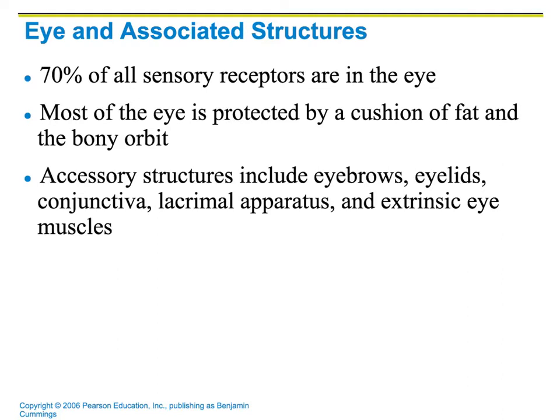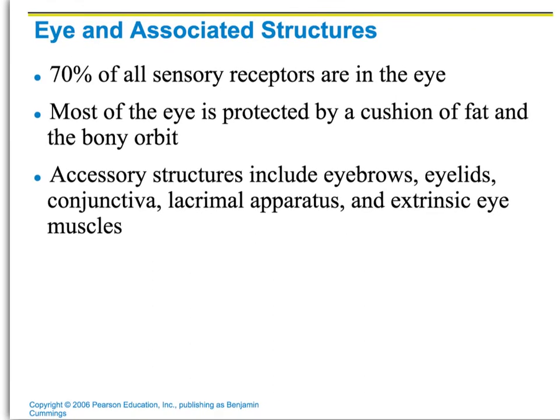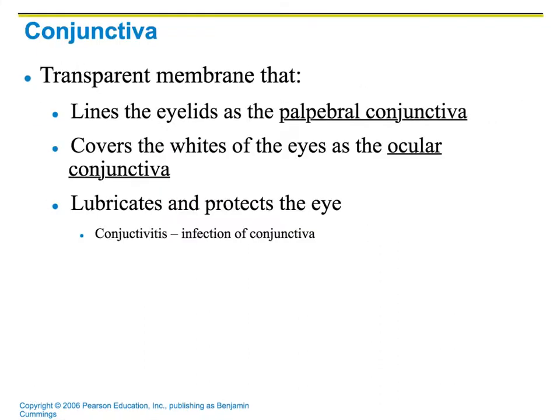Here is your YouTube review for the first PowerPoint on the eye, focusing on the anatomy of the eye. This anatomy includes accessory structures, such as eyebrows and lids, the conjunctiva, your tear-making apparatus, and the extrinsic eye muscles.